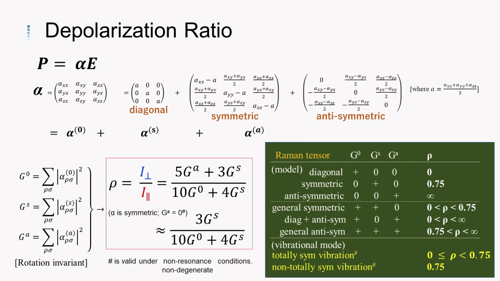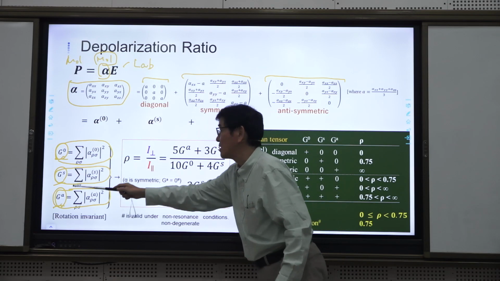So this is a laboratory frame, and this is a molecule frame. But irrespective of the framework, molecule or laboratory frame, these numbers are always constant. It is shown. And the depolarization ratio, as a ratio of the perpendicular to parallel intensity, is related to these parameters by this equation.